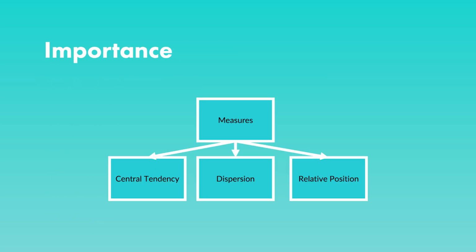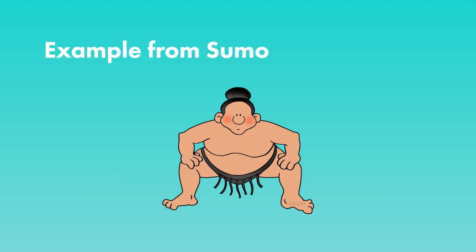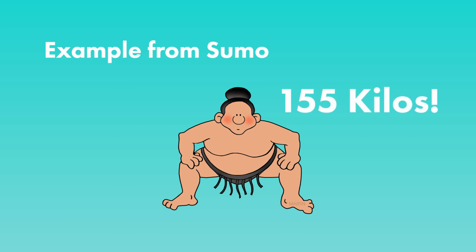While measures of central tendency and dispersion are important, they have the problem that they do not tell us the whole picture. For example, imagine that you want to study the weight of sumo wrestlers around the world. Of course, you can calculate the average weight if you have data about their weights. And it could be, for example, 155 kilos, a little bit above the world average. And this is an important piece of information.